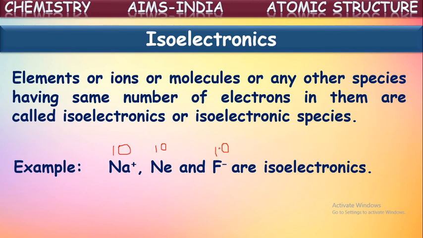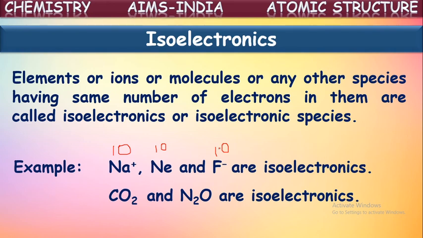Okay, next, one more example. We said they might be molecules also. So CO2 and N2O, carbon dioxide and nitrous oxide. This nitrous oxide is also called laughing gas, as we know. So laughing gas and carbon dioxide, these two have the same number of electrons. So these two molecules are called isoelectronics. If we calculate the number of electrons in carbon dioxide, carbon has 6 electrons, each oxygen has 8 electrons. So 8 twos are 16, plus 6, 22 electrons in total in the carbon dioxide molecule.